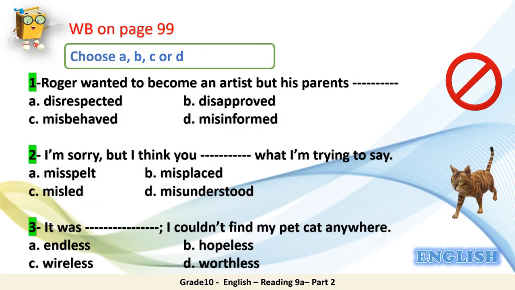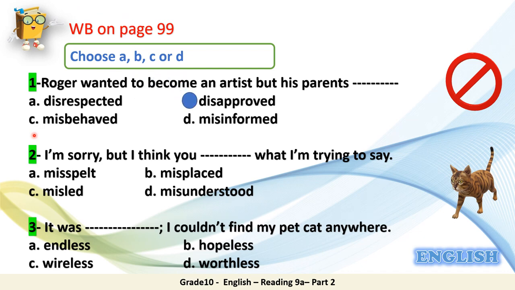Let's check understanding. Choose A, B, C, or D to fill in the gaps in these sentences. Sentence number 1. Roger wanted to become an artist, but his parents disrespected, misbehaved, disapproved, or misinformed. The correct answer is, excellent, they disapproved. They didn't agree with him.